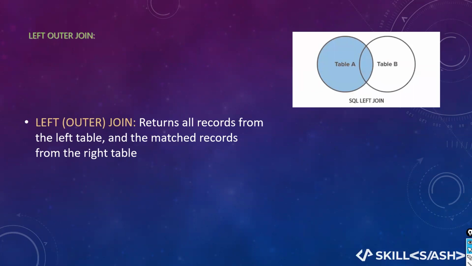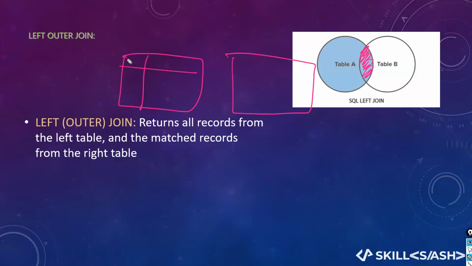Then in outer join, we have left outer join and right outer join. Left outer join will have all the records from the left table and only matching records from the right table. So left join will give you all the records from the left table and only matching records in the right table.